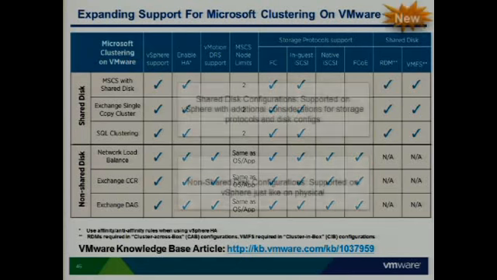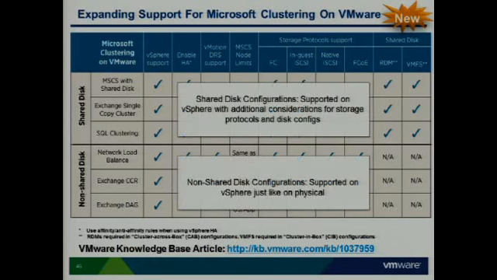So for non-shared disk clusters, supported on vSphere just like physical, you can use vMotion, HA, DRS. Every VMware feature is available to a non-shared disk cluster. With shared disk configurations, it's supported on vSphere with a few additional considerations for storage protocol and disk configurations, which we'll talk about on the next slide. Now, don't get confused. We say we can use VMFS for shared disk, but that's only if both cluster nodes are on the same physical ESX host. If they go across hosts, they have to be RDMs.